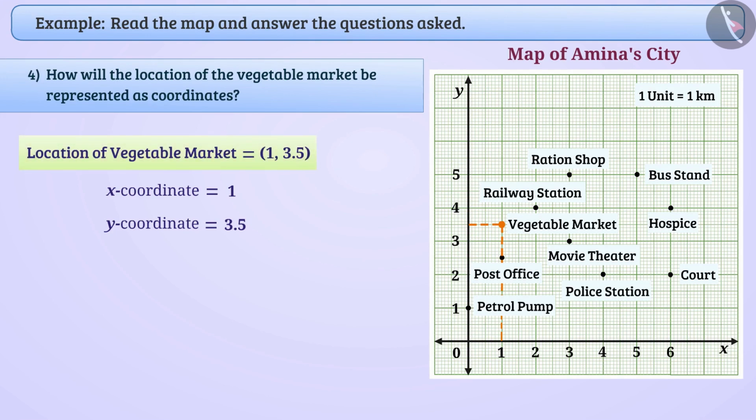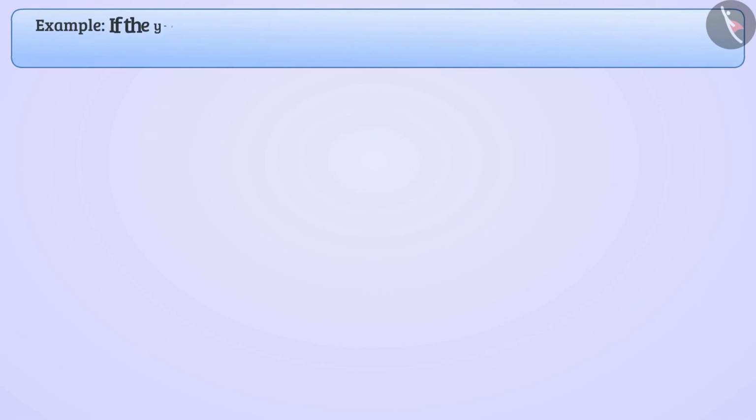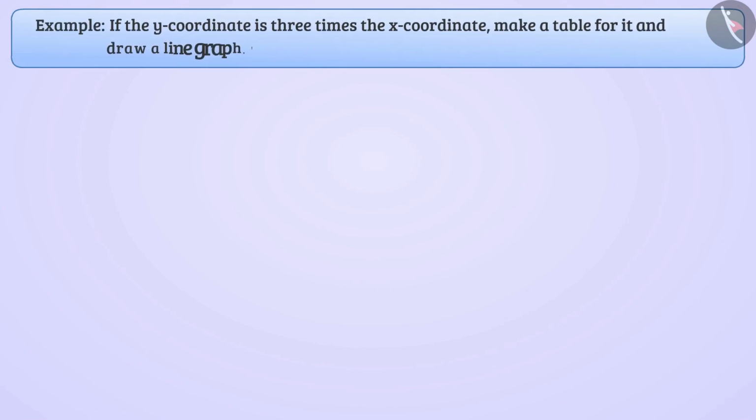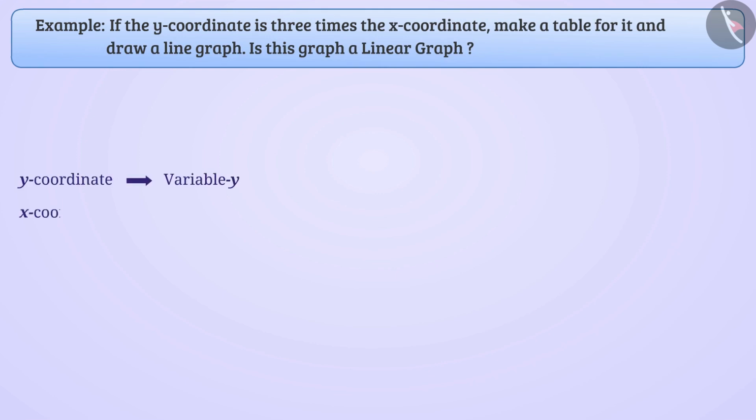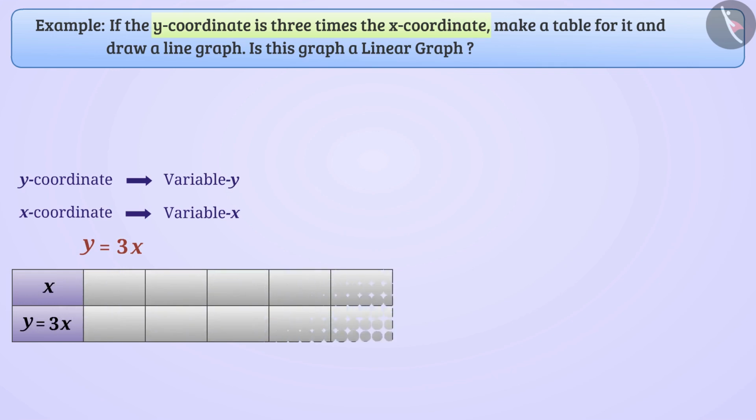Next example. If the y-coordinate is 3 times the x-coordinate, make a table for it and draw a line graph. Is the line graph a linear graph? Let's represent y-coordinates with variable y and x-coordinates with variable x. We are told that the y-coordinate is 3 times the x-coordinate. So, we can say that y is equal to 3x. Let's make a table from this.